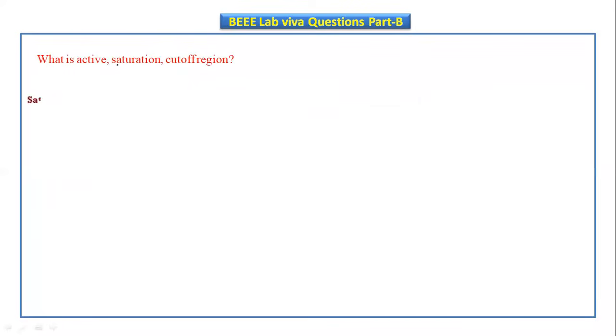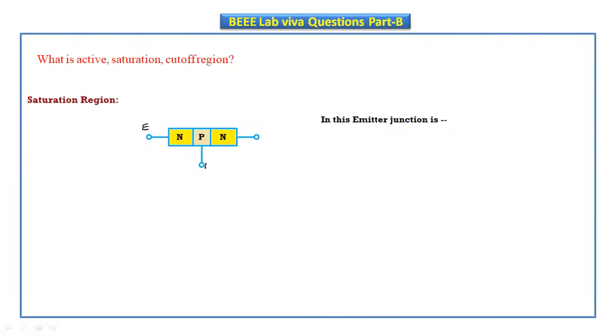First, what is the active region? Before that, we will discuss the saturation region. Take an NPN transistor. In an NPN transistor, there are two junctions and three terminals: emitter, base, and collector. The two junctions are the emitter junction and the collector junction.